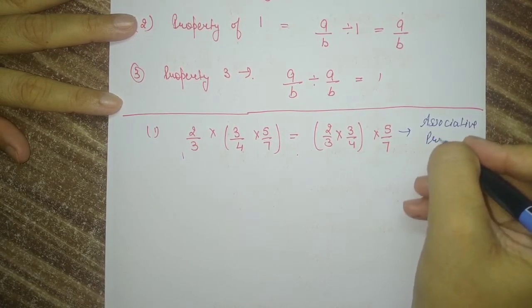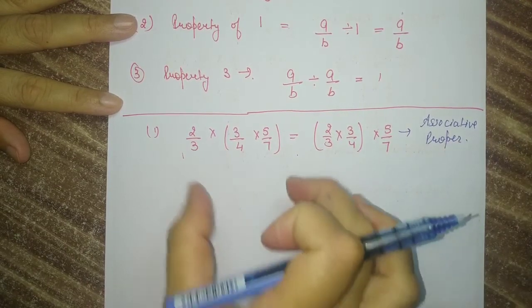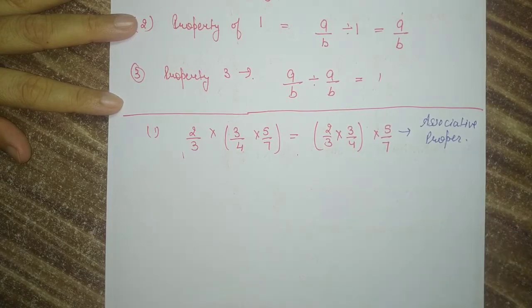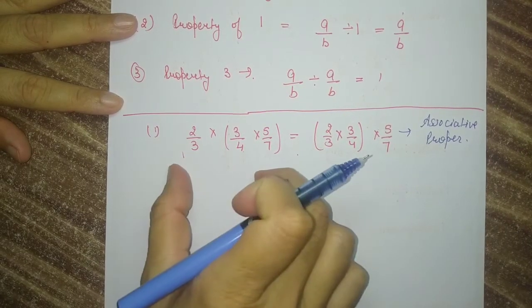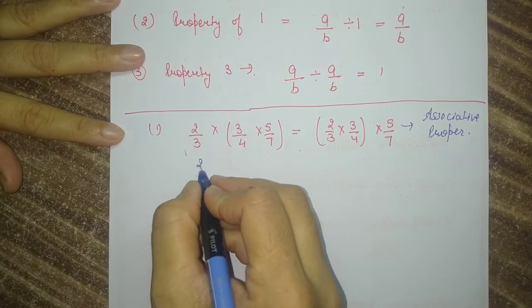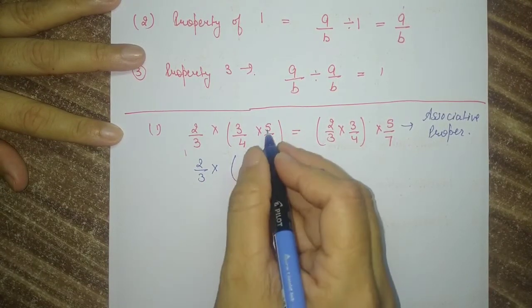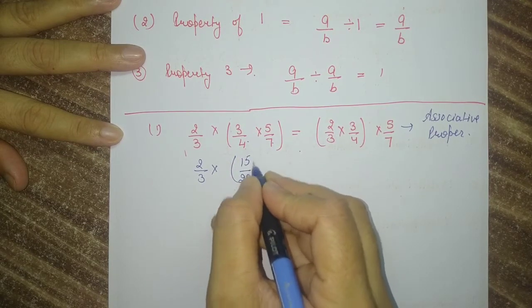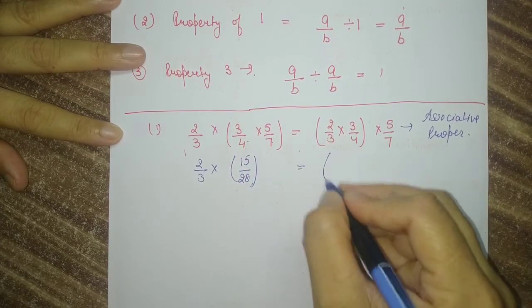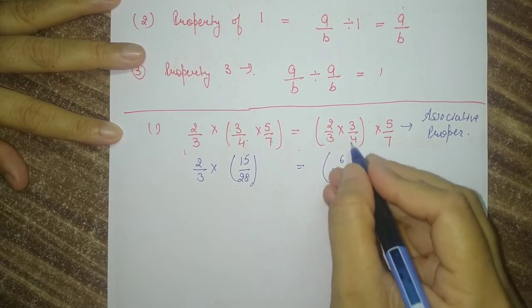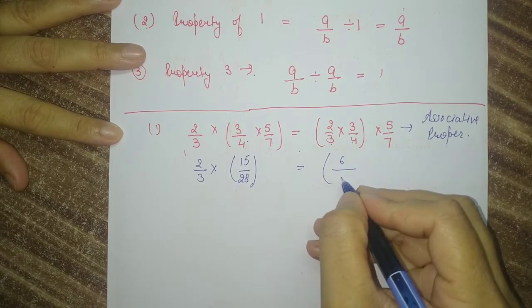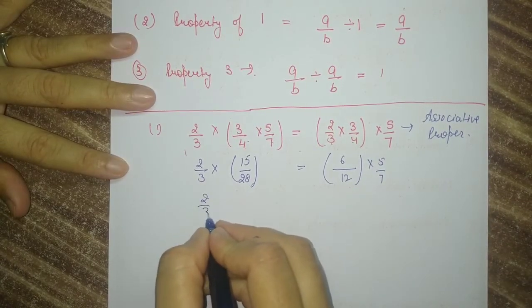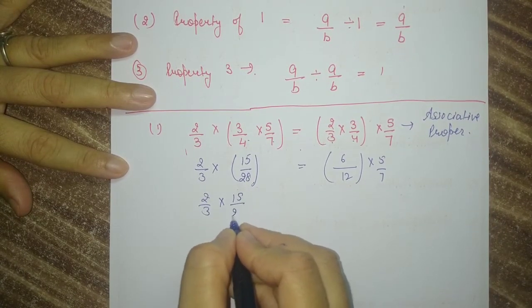According to the associative property, if we change the group of the numbers, there is no effect on the answer. So you have to verify this here. How to verify? First you solve the bracket one. 3 times 5 is 15 and 4 times 7 is 28. Now the right side, 3 times 2 is 6 and 4 times 3 is 12. Multiply by 5 by 7. Remove the bracket. 2 by 3 multiplied by 15 by 28.